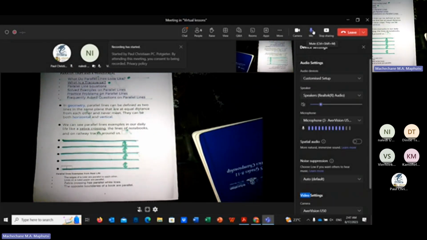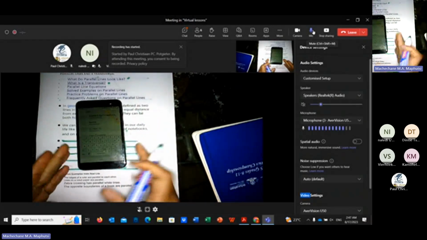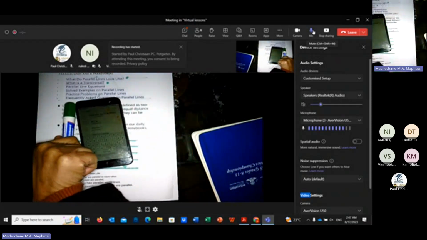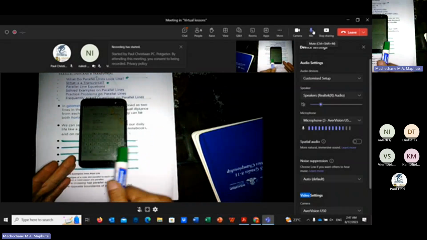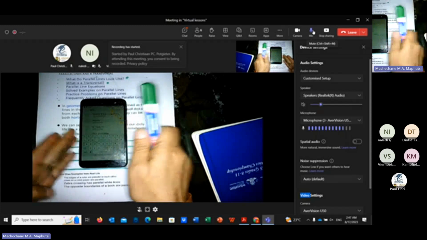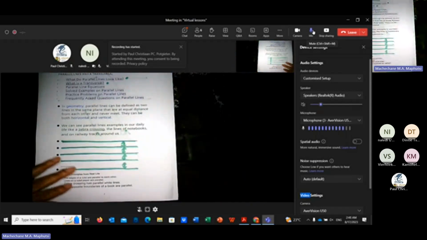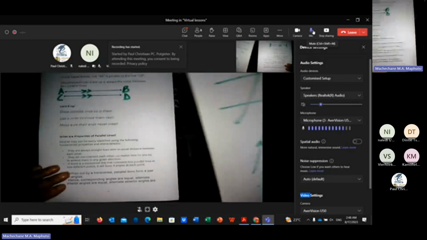Even a ruler. If you take a ruler, even when I take my cell phone, look at the cell phone, this edge and that edge, they are parallel to each other. Can you see there is equal distance from this edge to that edge? So the edges usually look like parallel lines. Okay, now we are done with parallel lines.